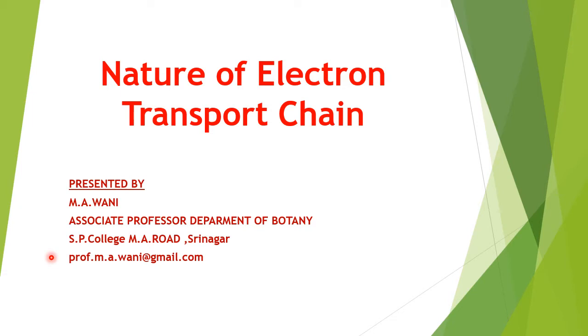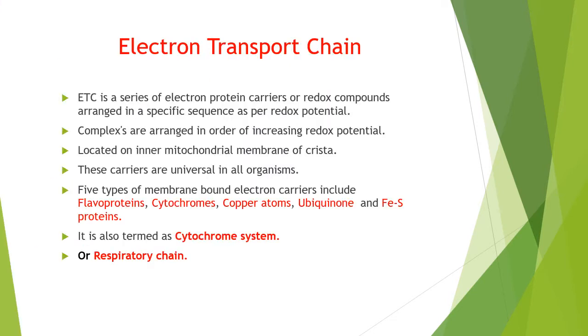For that, we'll have to understand what is the nature of the electron transport chain, which acts as the carriers for the electrons, and we'll have to discuss first of all what this chain is, what it is composed of. As you know, we have seen that aerobic respiration is taking place inside the mitochondria.